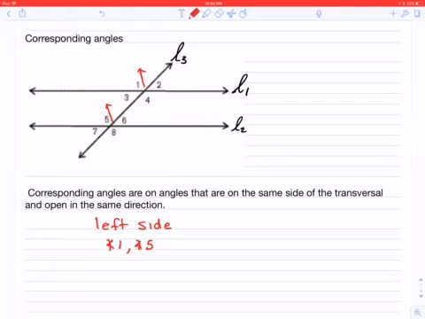Still on that left side of the transversal, angles 3 and 7 open towards the bottom of the page. So they're considered to be corresponding angles. Let's look at the right side of the transversal. On the right side, angles 2 and 6 open towards the top of the page. And angle 4 and angle 8, well, they open towards the bottom of the page.